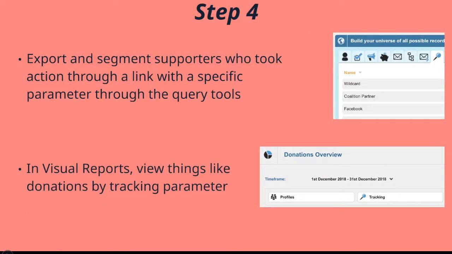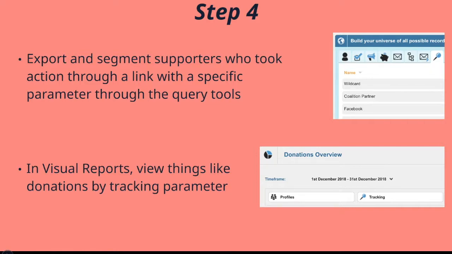You can export and segment supporters based on which tracking parameter they took action from. So if you're in the export tool, you'll see that one of the tabs available is that little pin. And if you select that and pick your tracking parameter, you can now export data, segment supporters, whatever you want to do based on that tracking parameter, people who took actions from that tracking parameter.